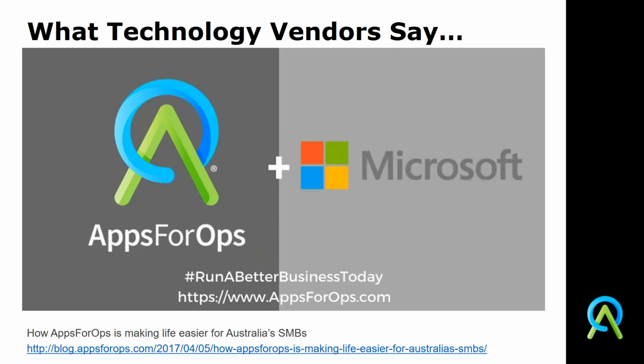It's always great to know what people are saying out there about us in the market. We have some very strong technology partners out there. One of those technology partners is Microsoft. Microsoft have very recently written a great blog post on us called How AppsForOps is Making Life Easier for SMBs. I encourage you to go and check that out and read it. It's a really great article to see how we're assisting SMBs out there in the market.